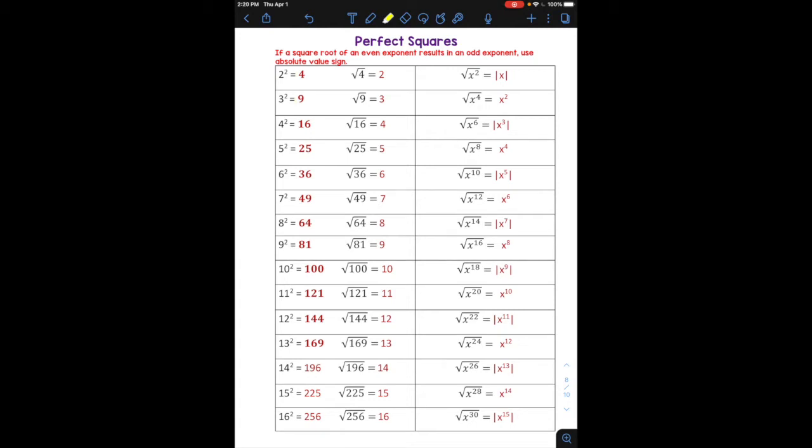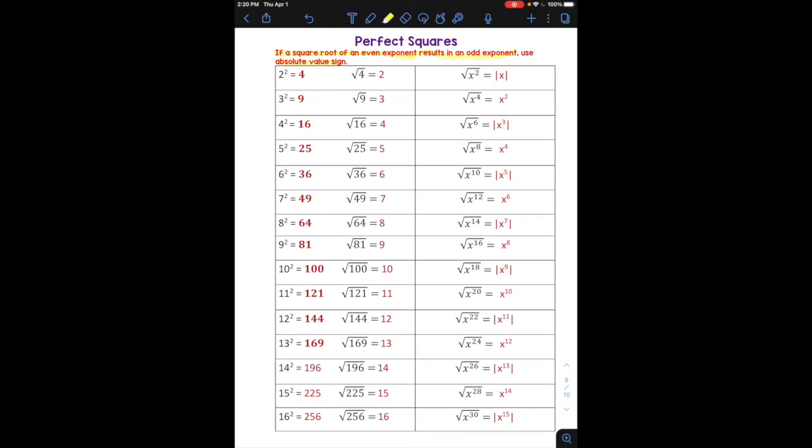It's very specific numbers. On the right side are perfect squares with variables. Variables with an even exponent are perfect squares. We know how to take the square root of them. Now, as you can see, some of the answers are the absolute value of a variable, in which we have to remember if the square root of an even exponent results in an odd exponent, we're going to use the absolute value signs.